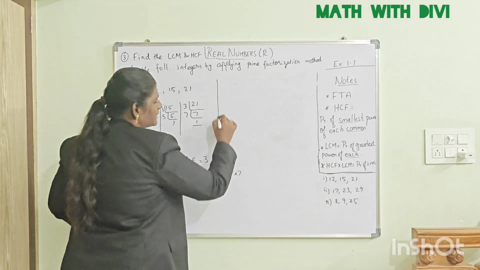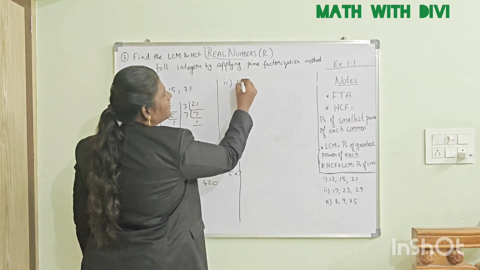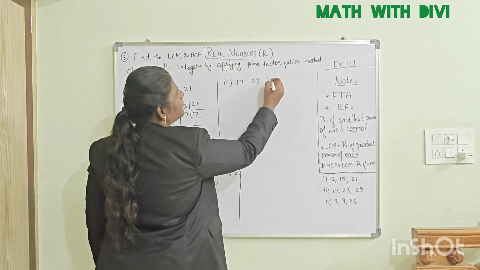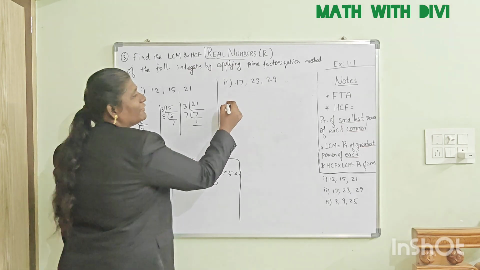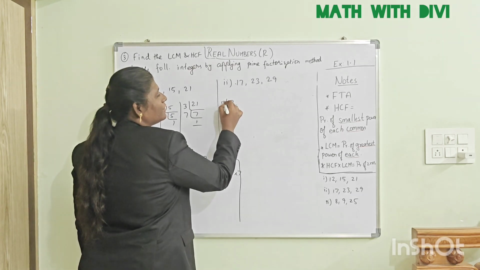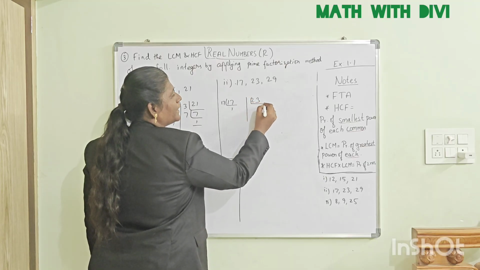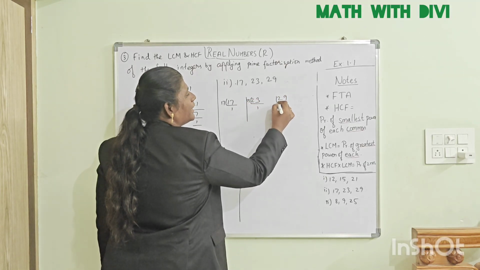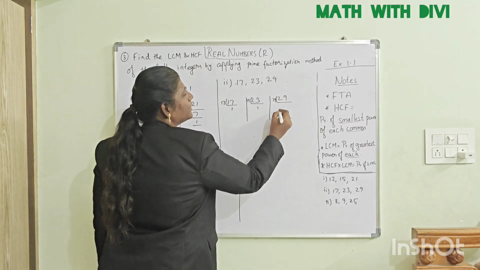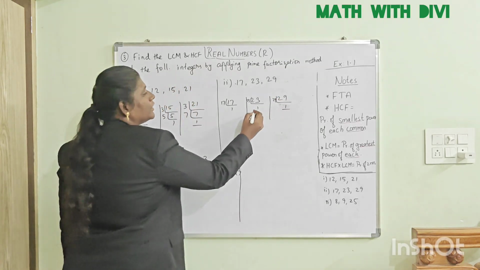Let's do the second sum. The second sum is 17, 23, 29. Look, all are prime numbers. If we do prime factorization, what will we get? Nothing new. 23 is the same 23, 29 is the same 29. So we will get the same number only.